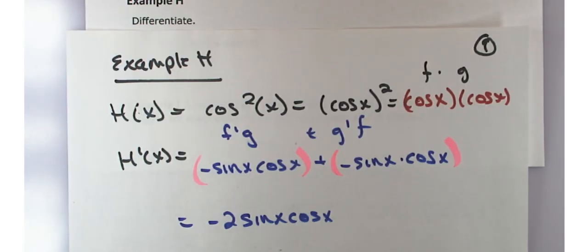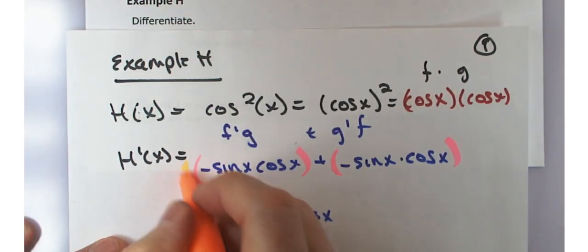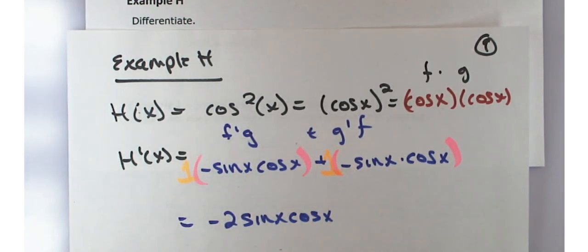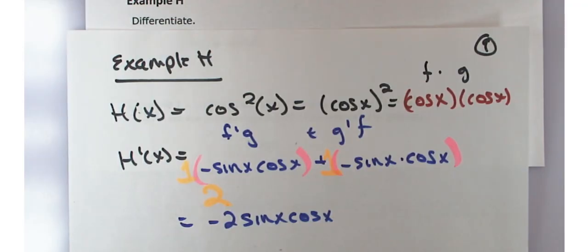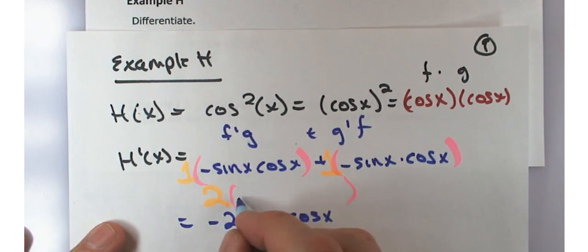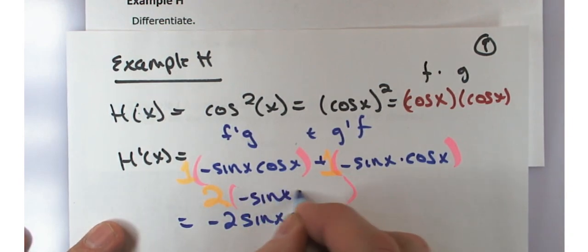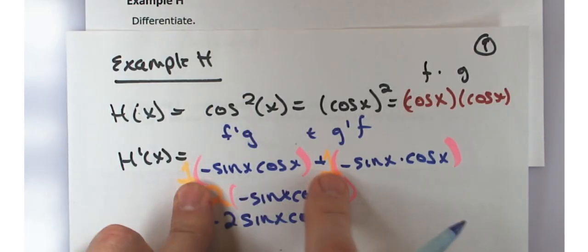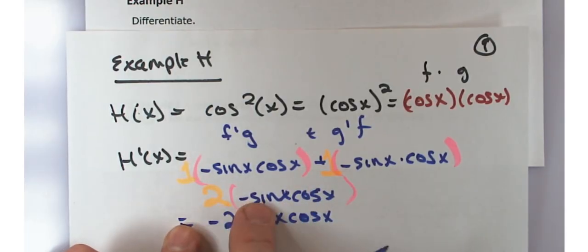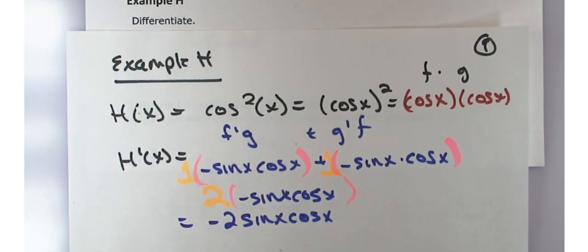I combine like terms. I've got one of these terms here and one of those terms there. So basically that gives me 2 of them, right? I got 2 of these terms, 2 of minus sine of x cosine of x. I'm just combining like terms. One of them here gives me 2. And then you multiply the 2 times the negative 1. Good? All right. Appreciate the question.